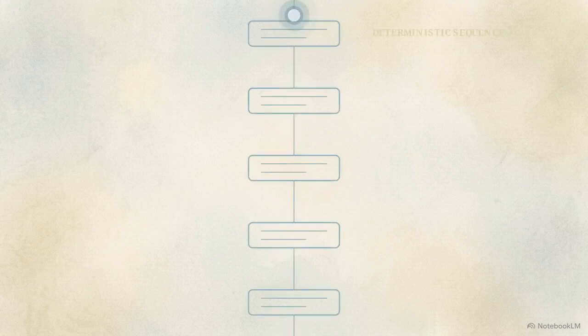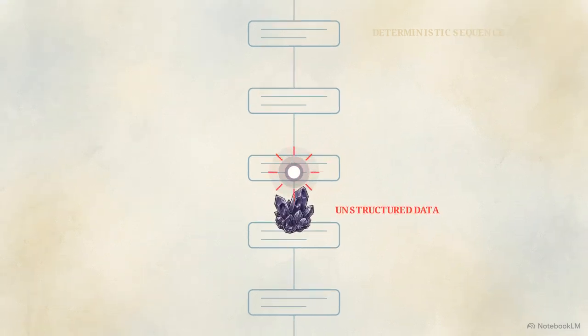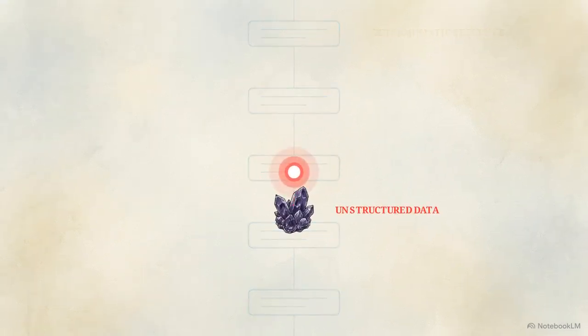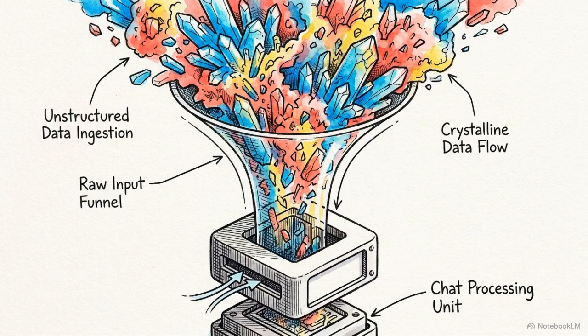For decades, classical software has relied on deterministic rules. Code executes as a strict sequence, reliable for known tasks, but fragile against unstructured data. Generative AI chatbots represented the first major attempt to process this unstructured data at scale.